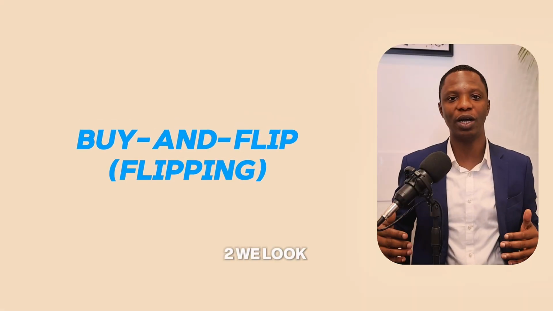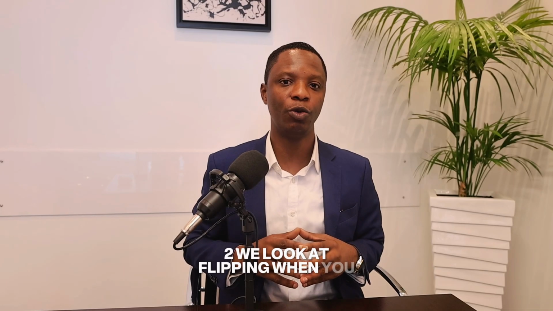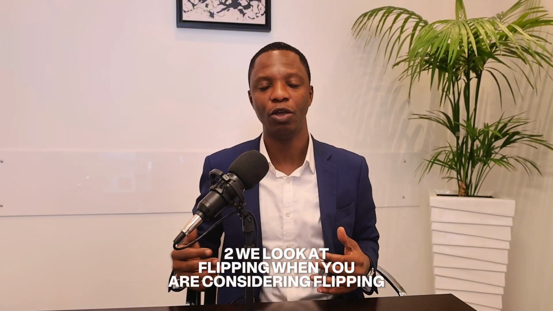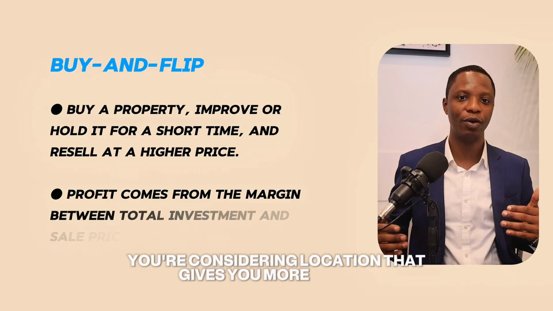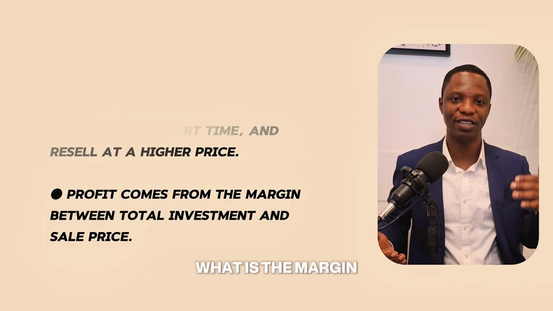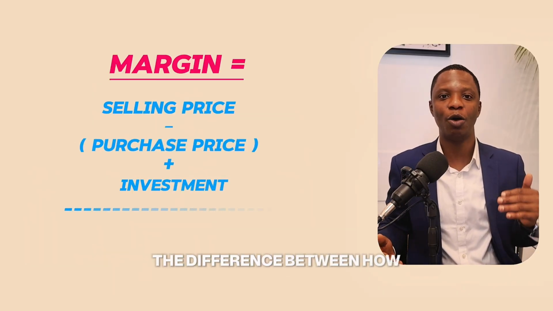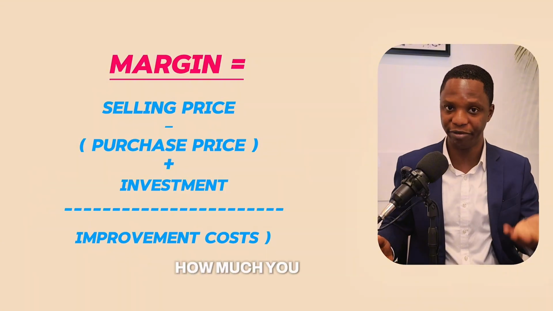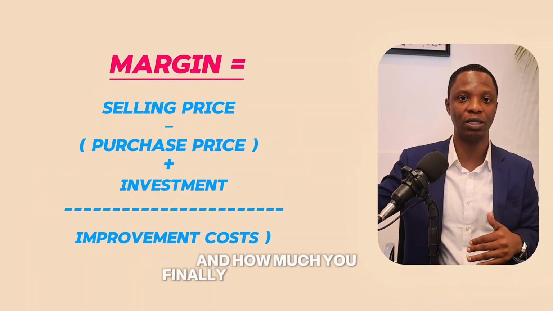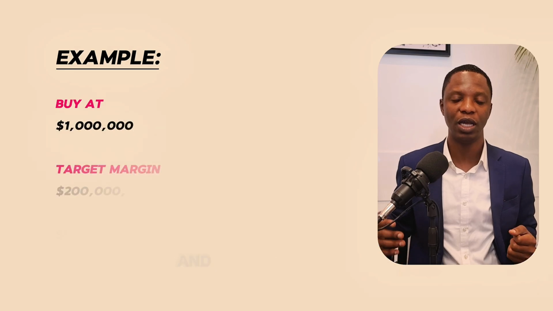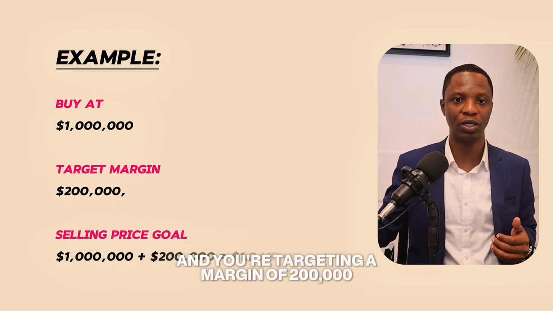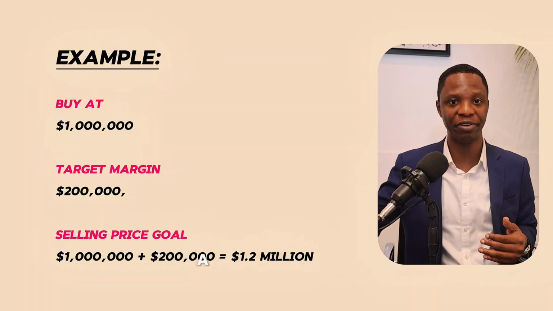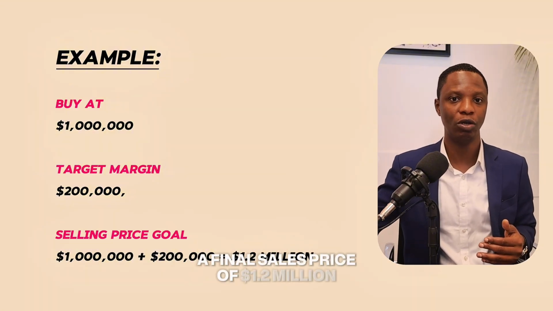Two, we look at flipping. When you are considering flipping, you're considering locations that give you more margin. What is the margin? The difference between how much you invested and how much you finally sold the property for. So if you invested $1 million and you're targeting a margin of $200,000, it means you're targeting a final sales price of $1.2 million.